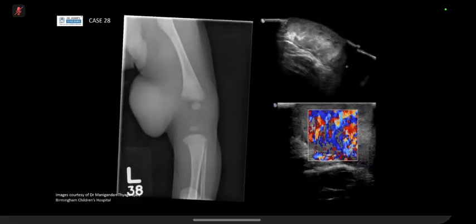Okay, we're going to a different type of lesion now. We're nearing the end. So candidate 4, do you want to have a guess what these are?